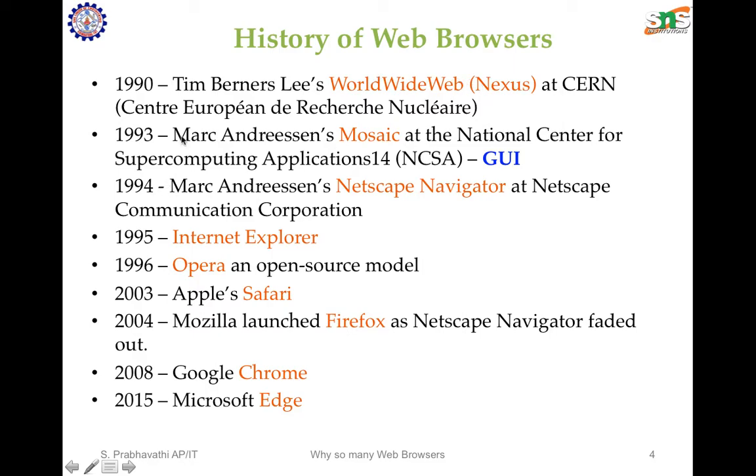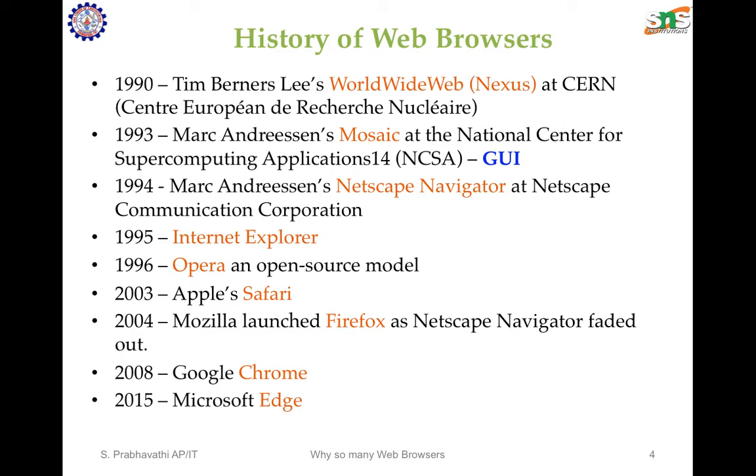In 1993, Marc Andreessen's Mosaic at the National Center for Supercomputing Applications, NCSA, was the first browser to allow images embedded in text, making it the world's first most popular browser. Then Marc Andreessen resigned from NCSA, the National Center for Supercomputing Applications, and he formed Netscape Communications Corporation in collaboration with Jim Clark.